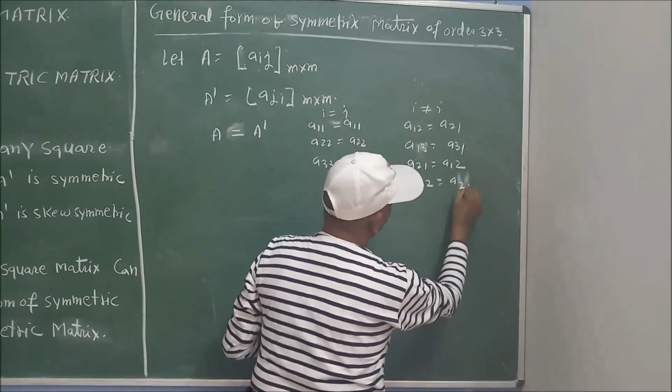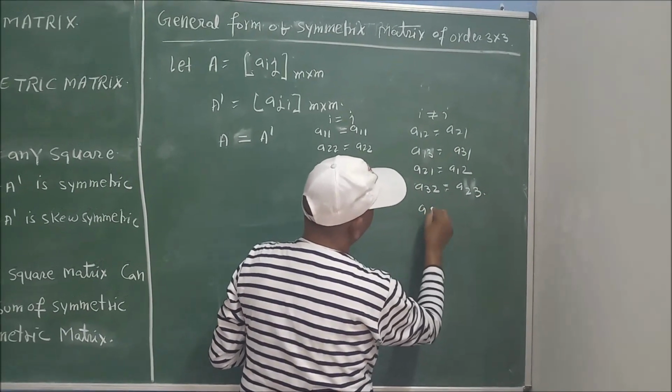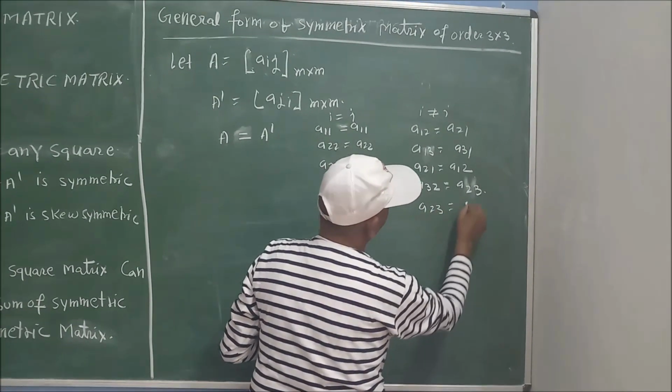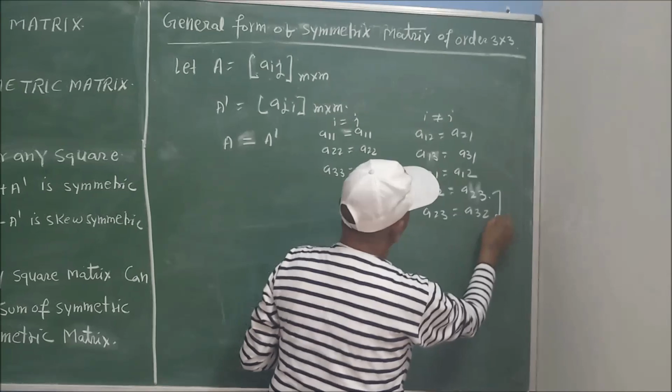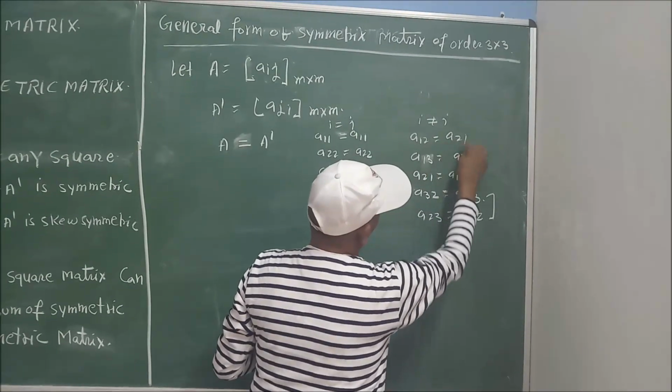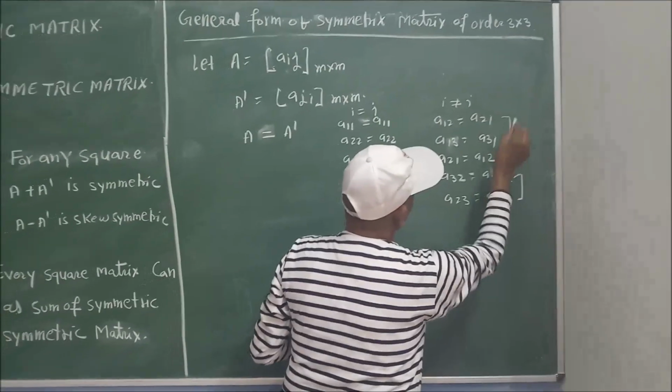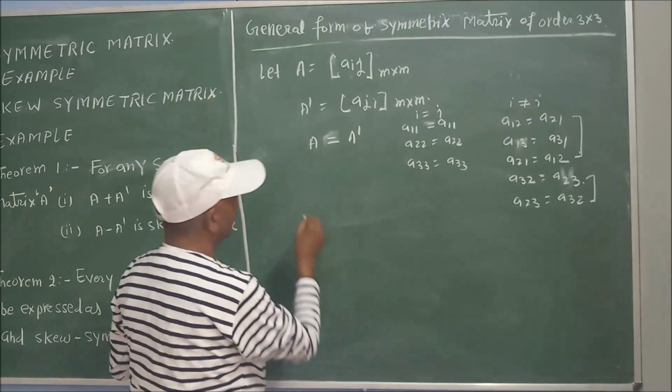A32 is equal to A23 and A23 is equal to A32. These two are the same, and similarly A12 and A21, these two are also the same. So check here what happens in the example.